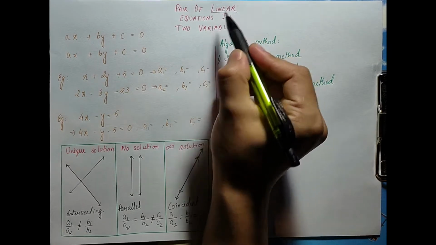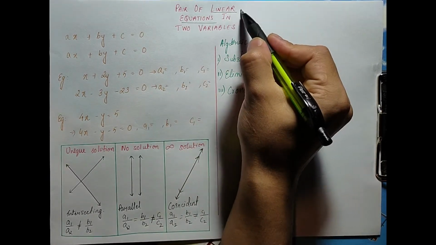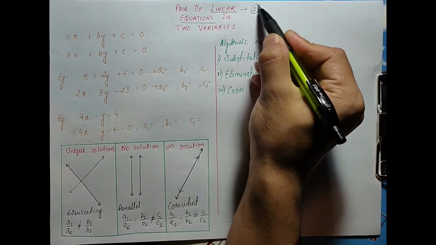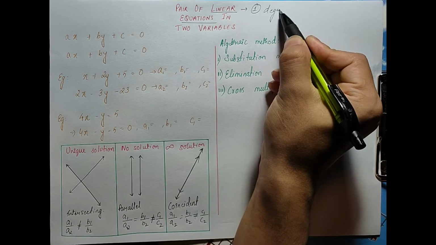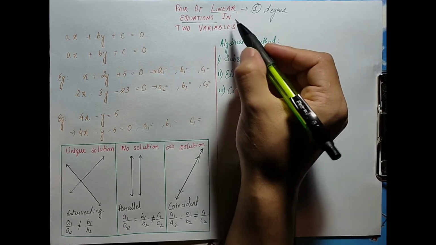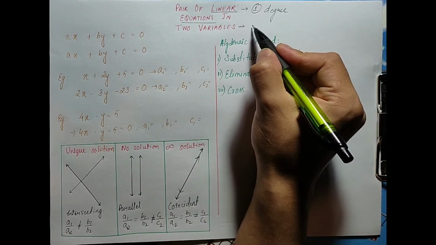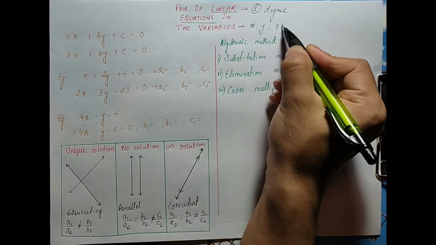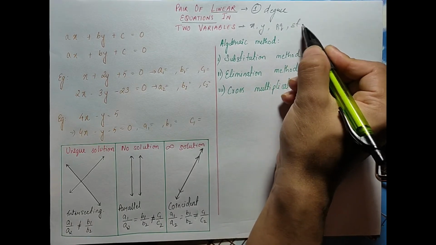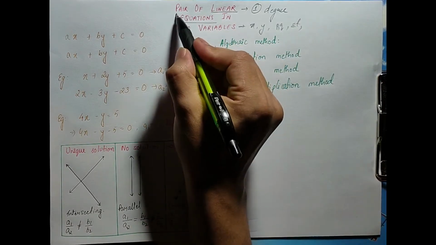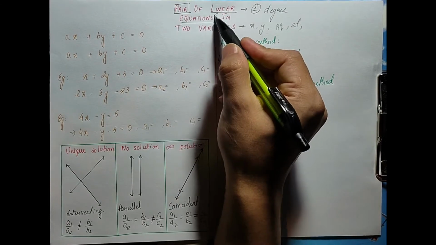The name linear equations means the power of the equations will be 1. That is, the degree of the equations will be 1. In two variables means you'll have two distinct variables. It may be x, y, p, q, s, t and so on, and it'll be in the pair form. That is, you'll have two variables.